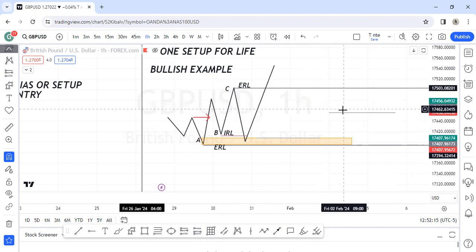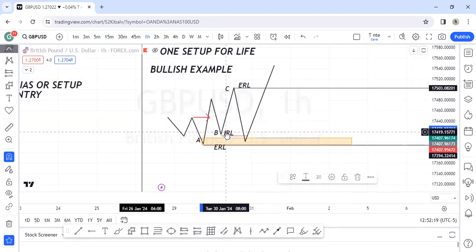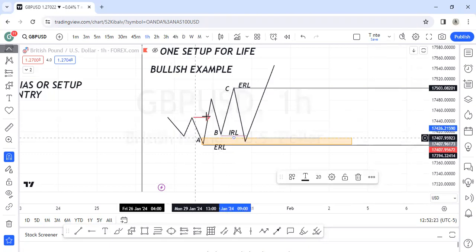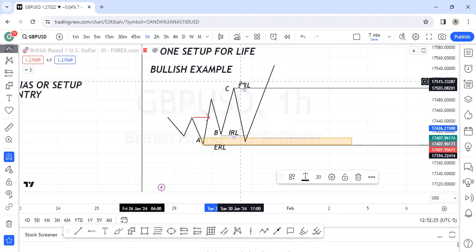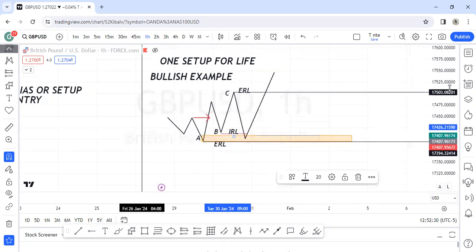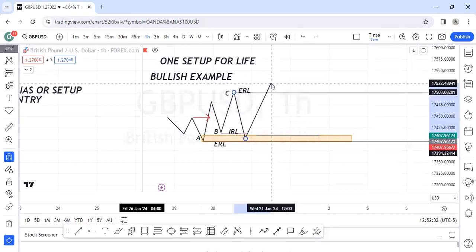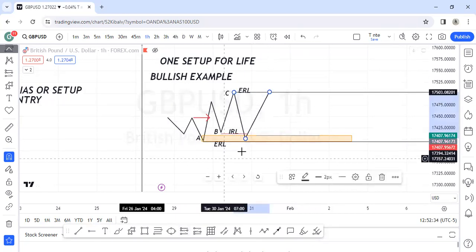That is one setup for life. We have all this forming. This is the A leg, the B leg, and then the C leg. That is the one setup for life, and obviously your target should always be this high.